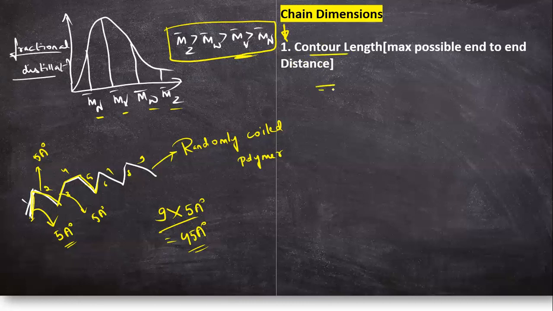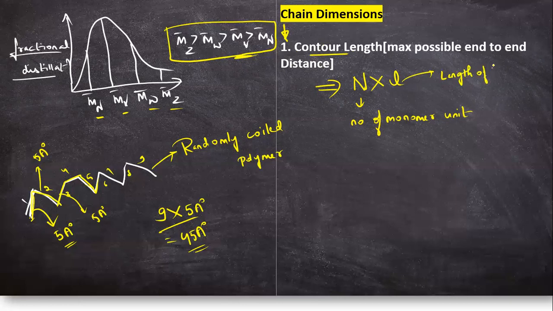The formula for the contour length, or total length, I can tell as n into l. Here n is nothing but the number of monomer units, and l is the length of one monomer unit. Getting? So this is the contour length.